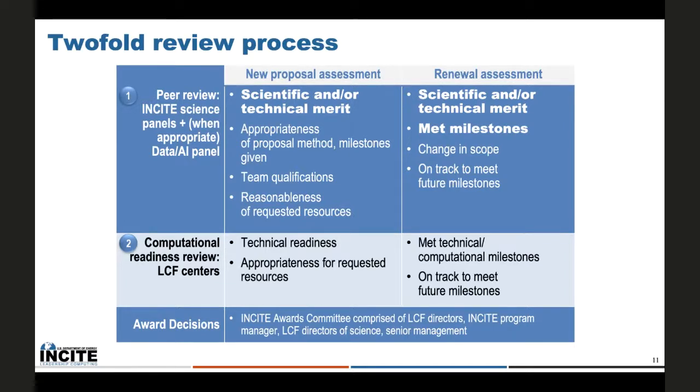And then finally, and I'll talk about this later in the webinar, the award decisions are made by a committee comprised of the Leadership Computing Facility Directors, the INCITE program managers, and the directors of science from the facilities, along with some other senior management. The primary criteria when we're making those awards is looking at the most meritorious proposals, and then we make sure that those meritorious proposals are ready enough. It's a balancing act between making sure there's a diverse portfolio and that we have staff to help get projects ready to go. As I said, I'll talk more about that award decision process later in the webinar.